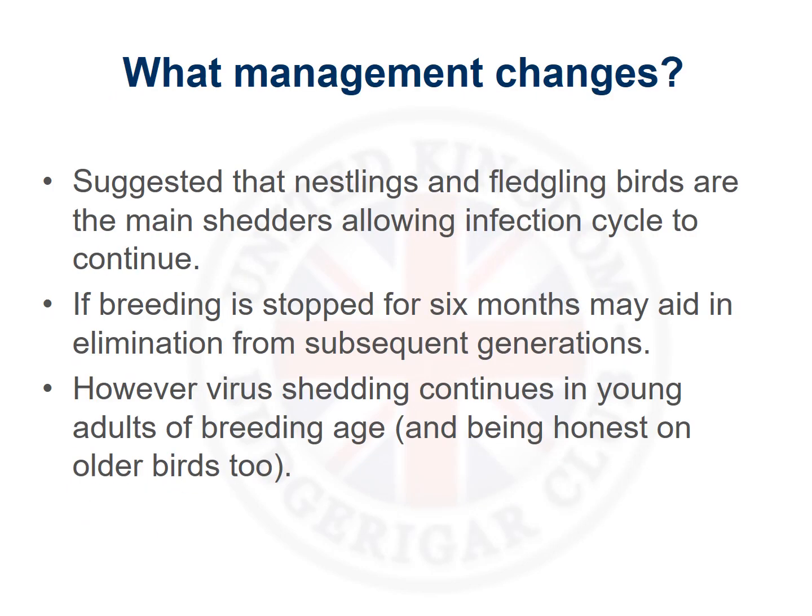And so this is great. This says that, okay, if the nestlings and fledglings are the main shedders that we're concerned about, then we've got to stop breeding for 6 months to aid in reducing elimination or severity of disease in subsequent generations. And like I say, we do see it continuing in the older birds as well.